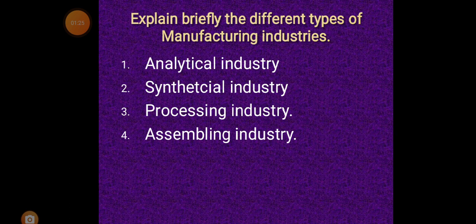Explain briefly the different types of manufacturing industry. First, give the meaning of manufacturing industry, then explain each and every industry and give one or two examples under each industry. Manufacturing industry is broadly classified into 4 types. First one, analytical industry. Second one is synthetical industry. Third one is processing industry. Fourth one is assembling industry.